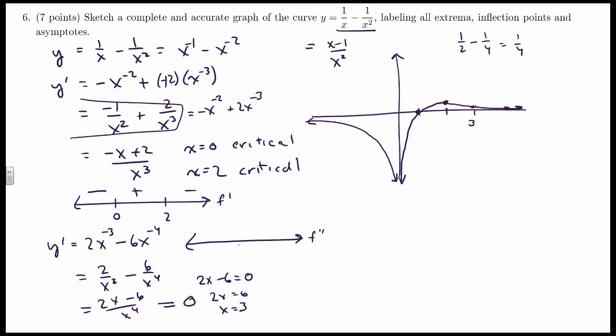F double prime at our critical values, where it could change sign, at 0 and 3. It looks like it's positive here, negative there, and when we're negative, it's always positive on the bottom. So it's negative. Okay, so this is consistent. This is concave down behavior through here. In here, we are also concave down, but then right here we switch to concave up behavior.